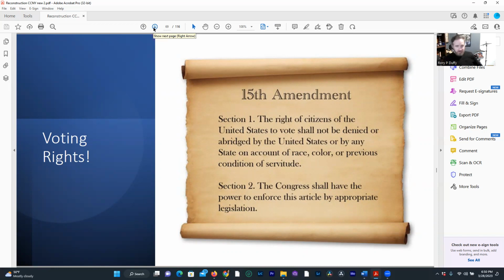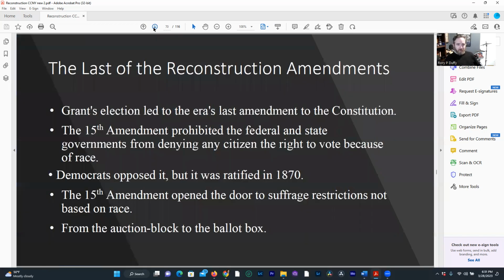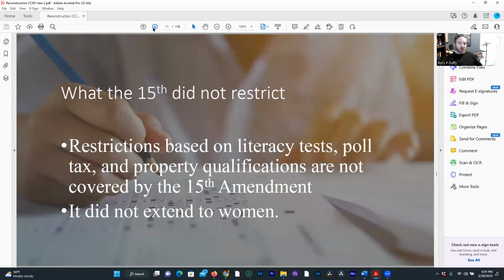Now, what does appropriate legislation mean? It's vague for the sense of being able to give more power. This is the last of the Reconstruction amendments, from the auction block to the ballot box. Democrats, unsurprisingly, opposed it, but it was ratified in 1870. The 15th Amendment opened the door to suffrage restrictions not based on race.